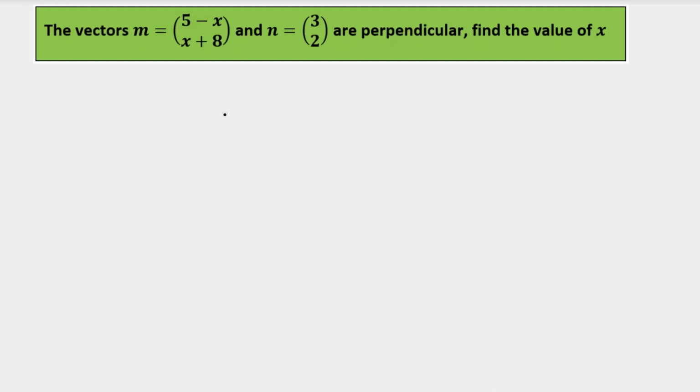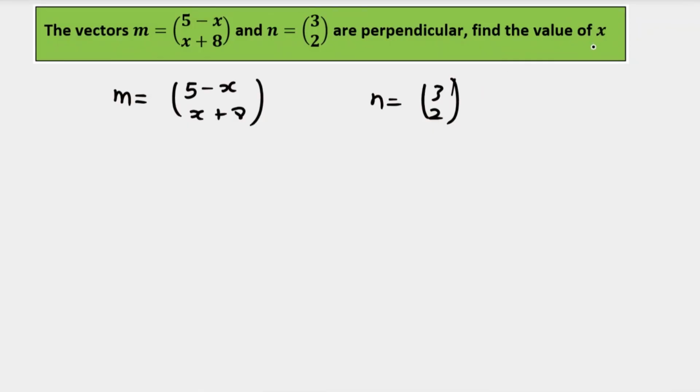So that is it. Question. The vector M has components (5 − x, 8), and N also has components (3, 2), and they are perpendicular. We have to find the value of x.